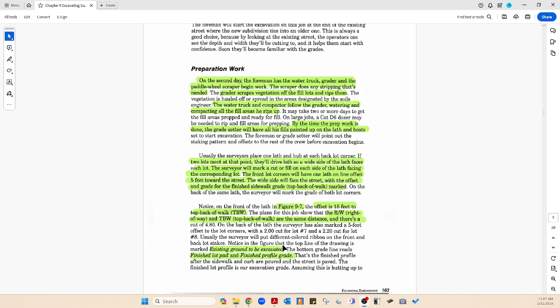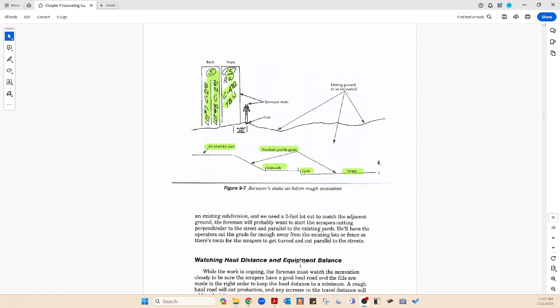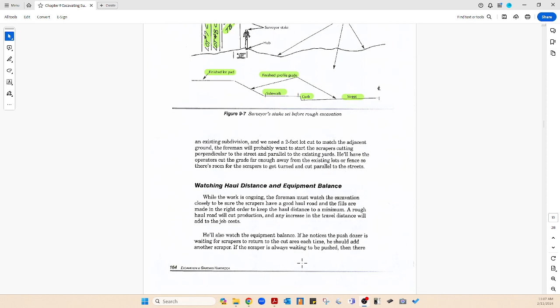So let me see. I need to make sure we get this, watching the haul distance and equipment balance. I don't know if you recall from Introduction to Excavation where we talked about scraper spreads. We talked about maybe having another scraper spread, and I think in the tailgater in the assignment I asked you what you thought a scraper spread is. Well, let's read from the book here, or maybe I've got some better notes. Let me look at what I said.